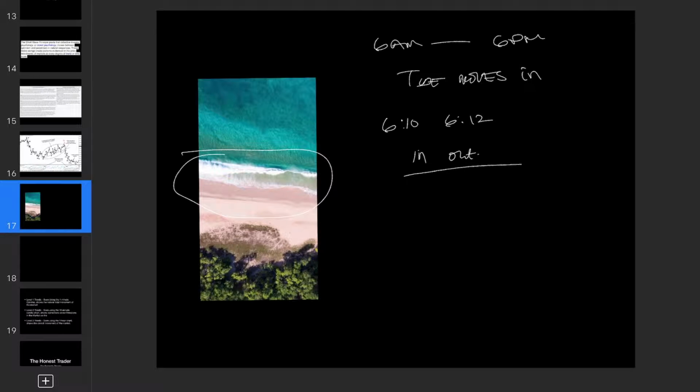Now, let's say if we looked from 6 a.m. to 9 a.m., what's going to happen? You're going to see a noticeable change that the tide actually moved in.